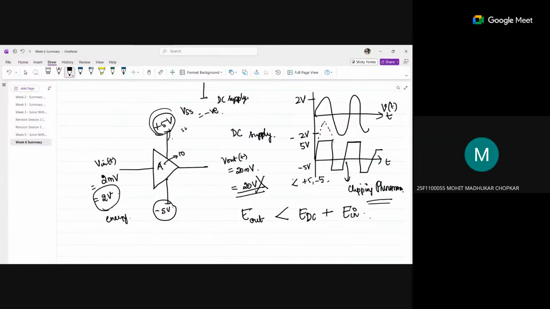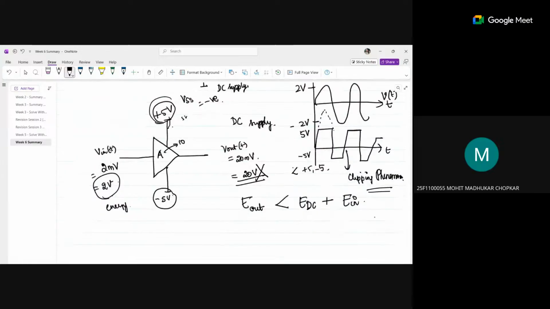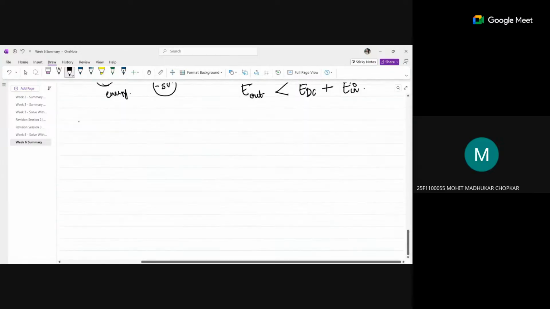What is the clipping phenomenon? It can't be 12 volt. And what do we give, ma'am? 5 volt signals. 5 volts is a DC supply, yes.